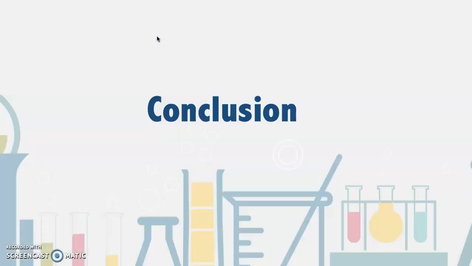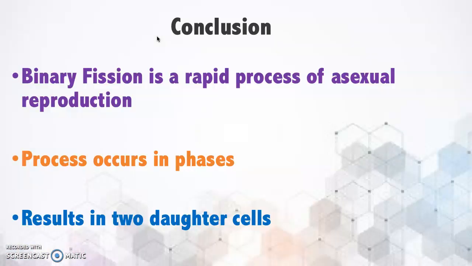Now let's wrap up binary fission and what it's all about in simple terms. For a conclusion, simply put, binary fission is a rapid process of asexual reproduction. It mostly occurs in prokaryotes and sometimes single-celled eukaryotes, but for now, we focus on prokaryotes. This process occurs in phases, each having its own specific duty in order to perform binary fission. The end result of binary fission is two daughter cells which have nuclear material from the original parent cell.